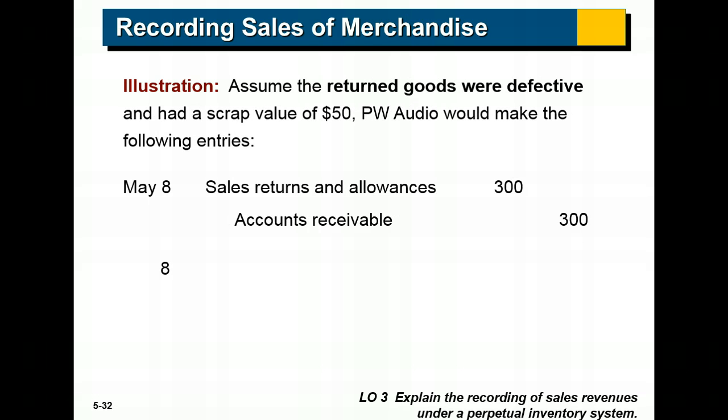Assume the returned goods were defective and had a scrap value of $50. PW would then show the sales returns and allowances of $300, credit our accounts receivable for $300, and since they're defective, we're not going to take the whole value. We're only going to add back the $50 because that's all they're worth. Make sense?